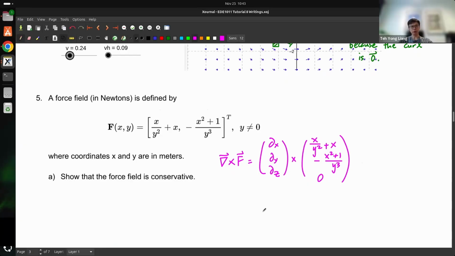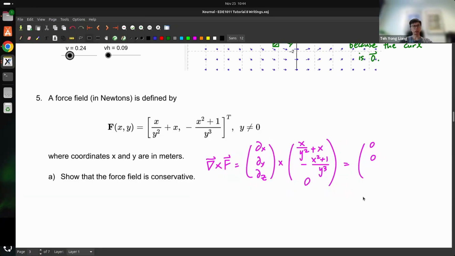Once you have that, you can straight away put the two zeros at the x and y components for the curl. Then the last component, you just have del sub x, that means del x on this term. When you do del x on this term, the 1 and the y cubed are constants. So you are going to get minus 2x over y cubed. Because plus 1 over y cubed is a constant, when you differentiate with respect to x, the value becomes 0. So you get minus 2x over y cubed.